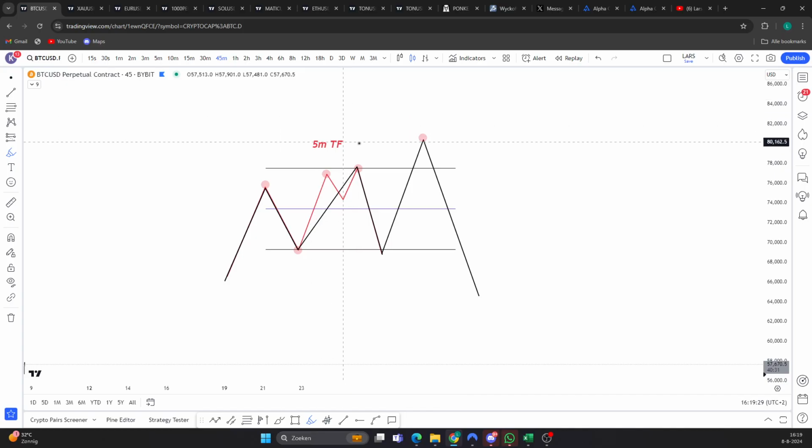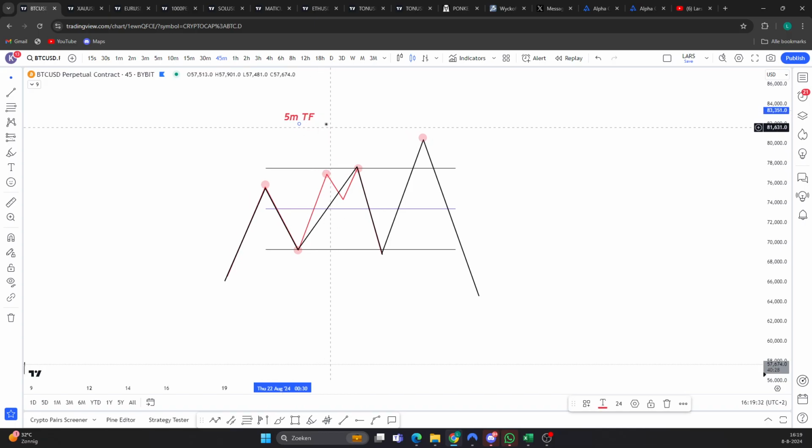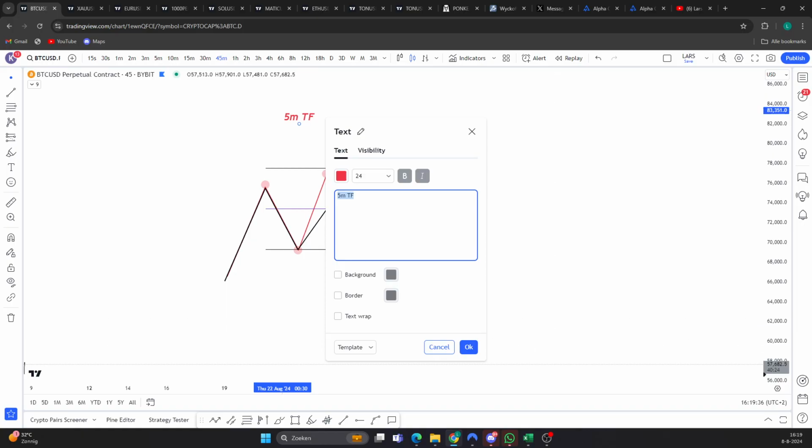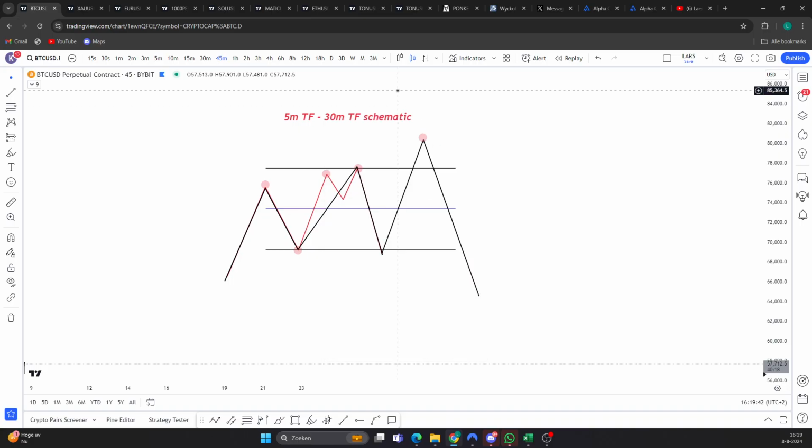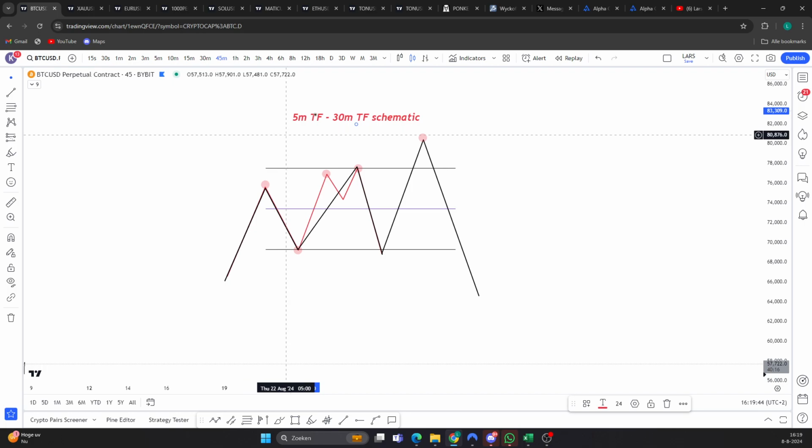So this is just something I would call a 5-minute time frame schematic going over into a 30-minute time frame schematic. And that would be the equivalent of a low time frame schematic going over into a high time frame schematic, right? And this happens all the time.